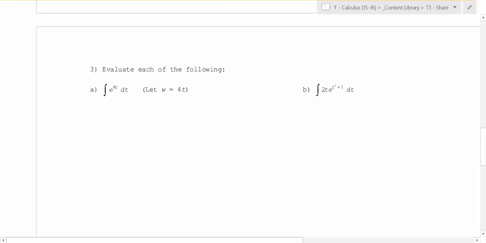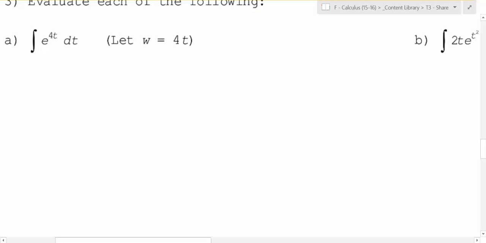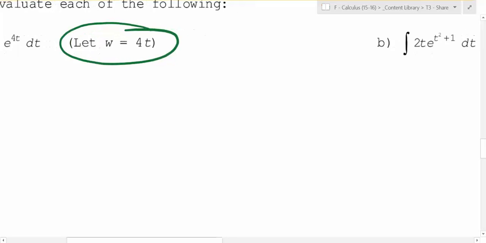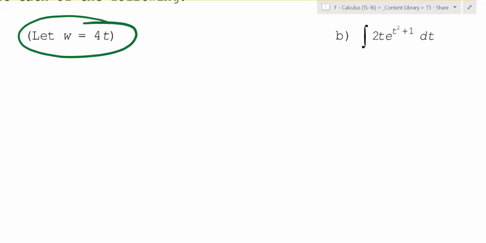I'm going to erase that. We're going to try it this way. This right here says w equals 4t. This is a nice substitution we could do. W equals 4t. If I take the derivative of both sides, what is dw dt going to be equal to? What's the derivative of 4t?